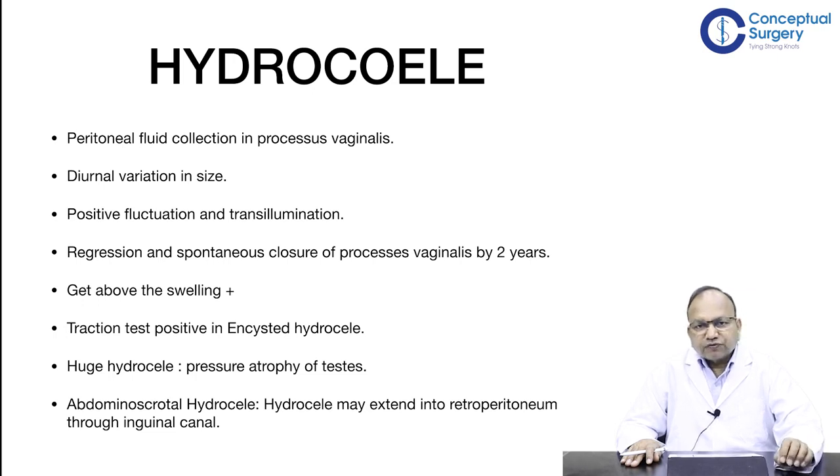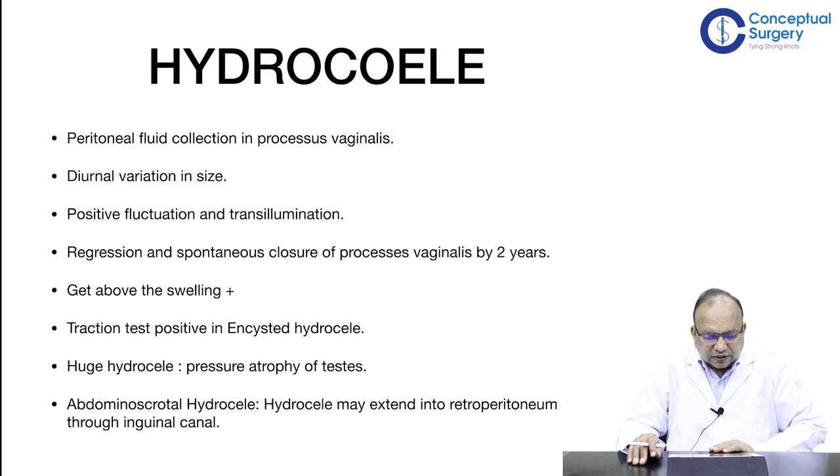A typical feature of hydrocele swelling is that you can get above the swelling because it's a fluid collection in the tunica vaginalis. So it does not have an inguinoscrotal component, but you can go above the swelling, and therefore all the swelling can be below the limit of your finger.